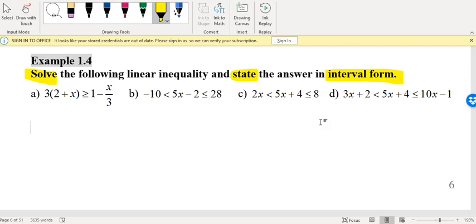Please read the question carefully, because most of the time students make one careless mistake: they don't read the question before they answer it. You get what I mean or not? So please read the question carefully, highlight the important keywords, then you start to do the working. Okay, so can we start with the A? Okay, great.